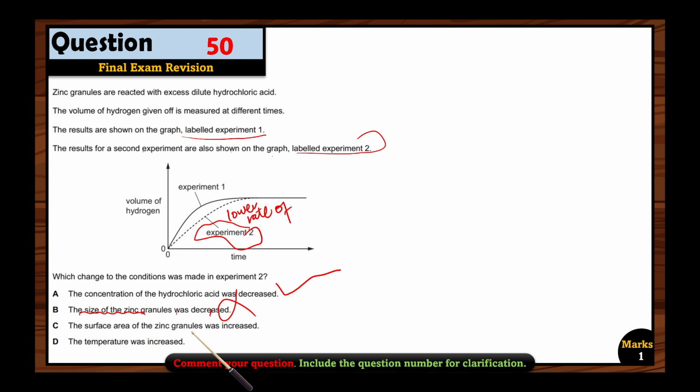The surface area of the zinc granule was increased. When you increase the surface area, of course the rate of reaction will increase. So this is again wrong. The temperature was increased, again wrong, because if you increase the temperature, the rate of reaction will increase. But in experiment 2, the rate of the reaction has decreased. So option A is the only option left that is right.